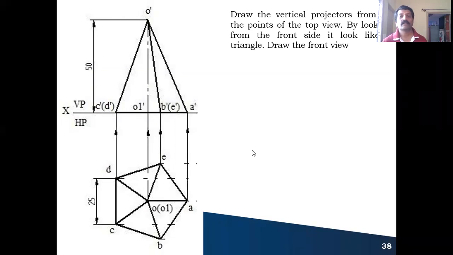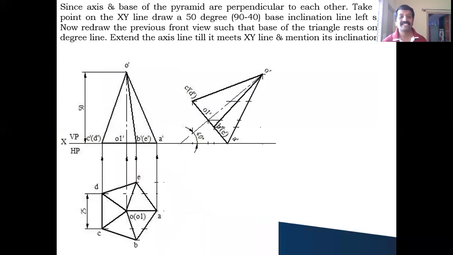Next, for the next front view, the next position. He has given the axis inclination as 40 degree. All of you are aware of this; every time I'm telling this. The base and the axis are mutually perpendicular to each other. If the axis inclination is given, the base inclination should be 90 minus that. If you consider this as a triangle, this is the base and this is the axis, so it becomes a right angle triangle. So if the axis is 40, the base should be 50.